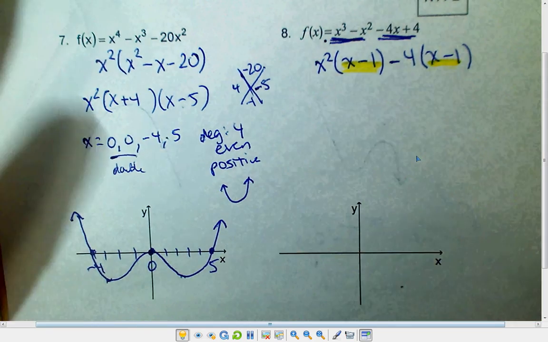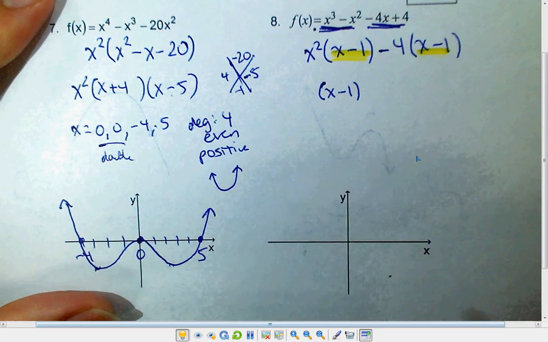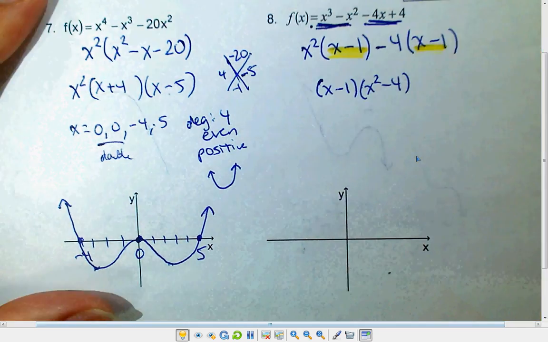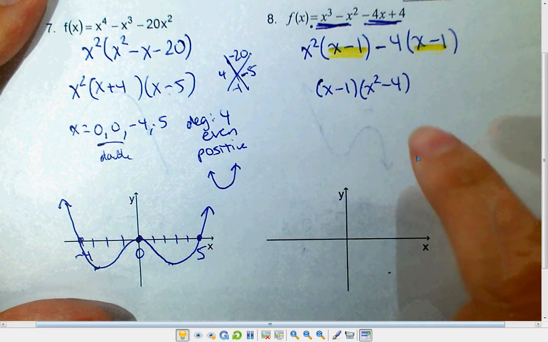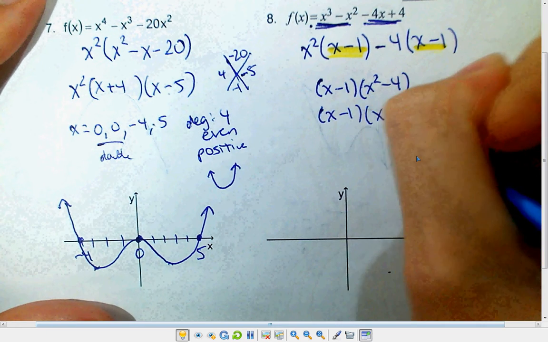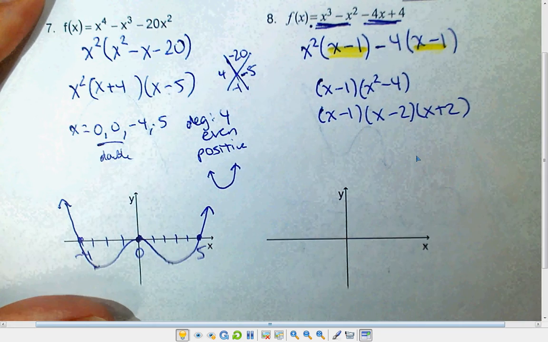Since they're the same, we can just pull that out. We're factoring it out in front. And what we're left with is x squared minus 4. And we can factor this out again. x squared minus 4, difference of squares. So this is x minus 2, x plus 2. And now it's completely factored out.